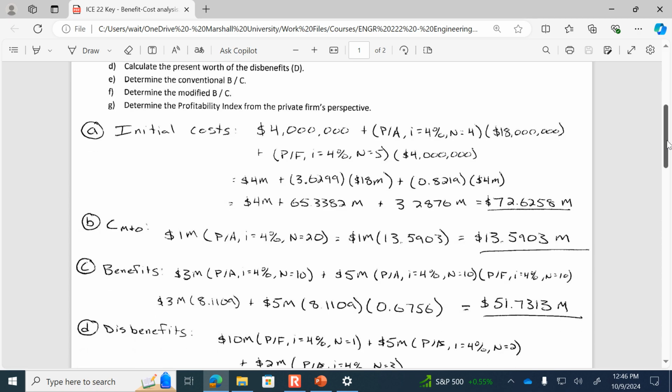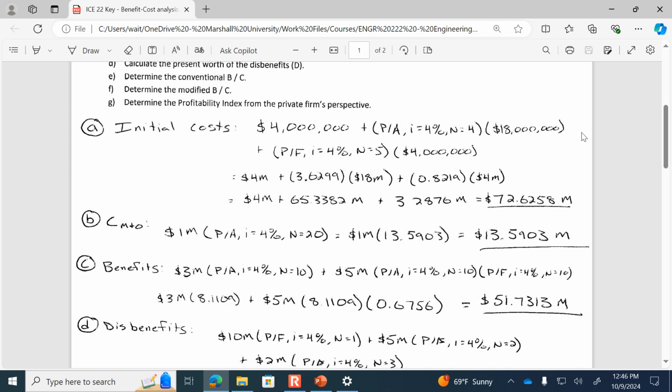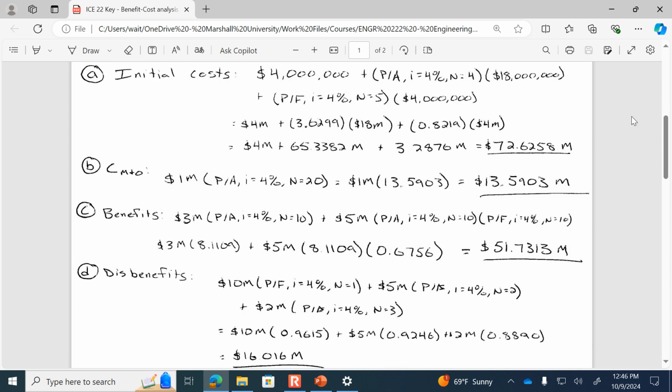And then the disbenefits are described as being a loss of business income during construction. So $10 million during year 1, $5 million during year 2, and $2 million in year 3. So all those have to be discounted to the present, and collectively they're worth $16.01 million.